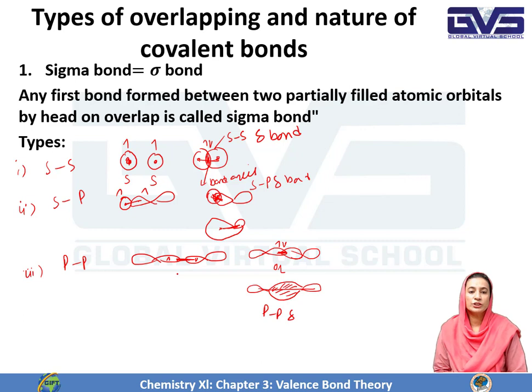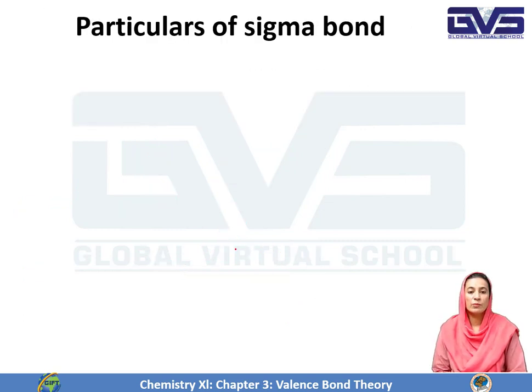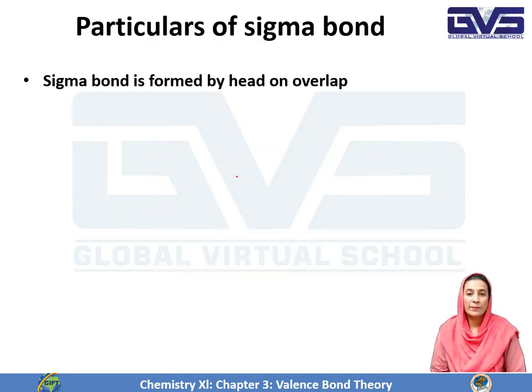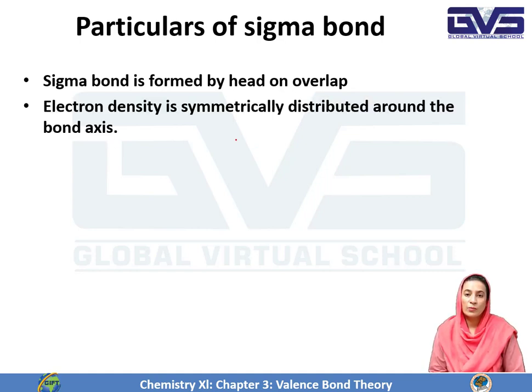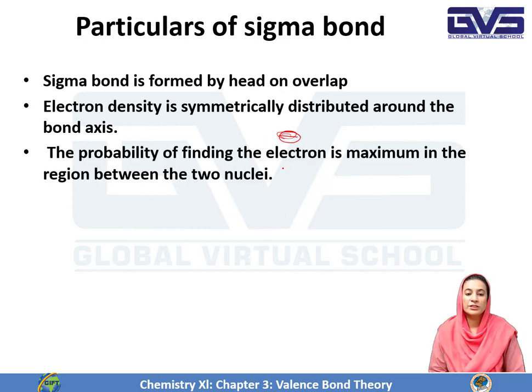What are the features of the sigma bond? First, a sigma bond is formed by head-on, end-to-end linear overlapping. The electron density is symmetrically distributed around the bond axis, the line joining the two nuclei of the atoms, as I already explained. The probability of finding the electron is maximum in the region between the two nuclei.